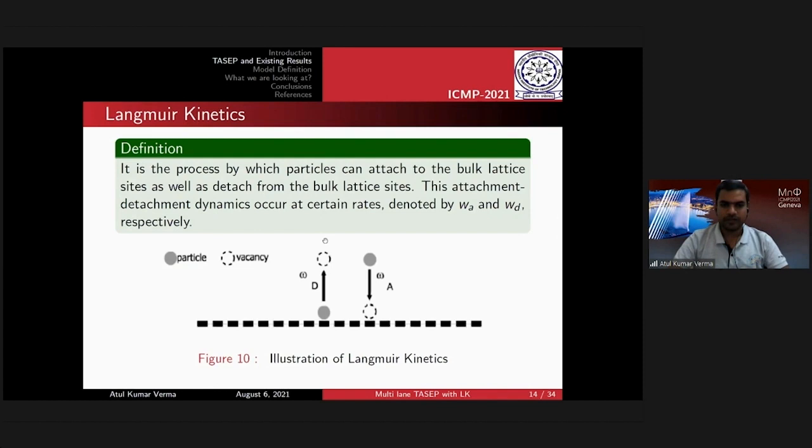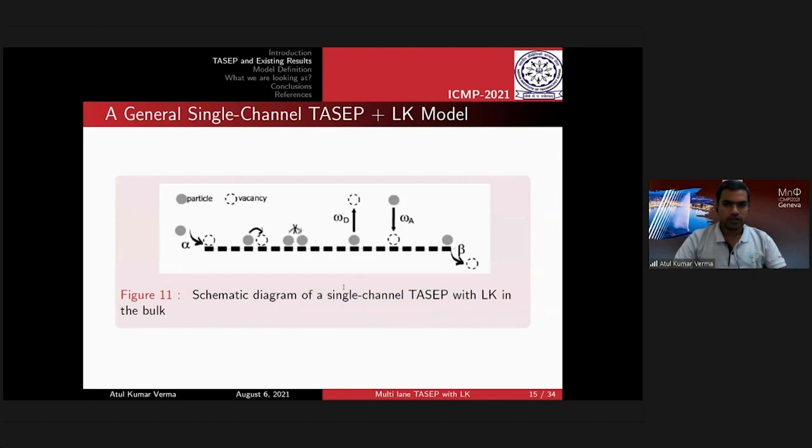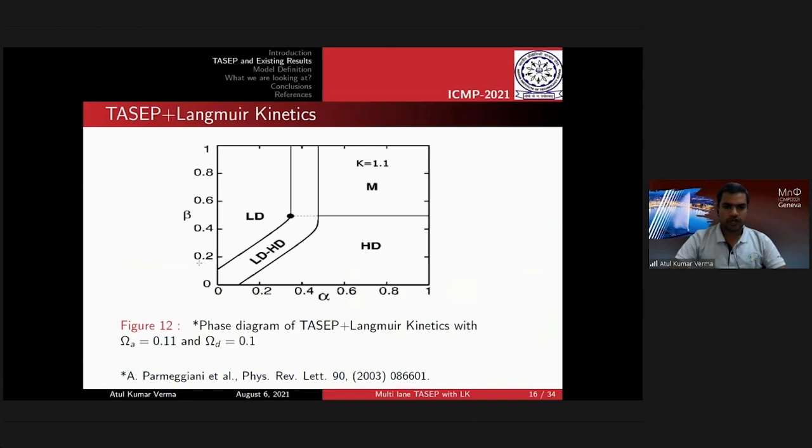Langmuir kinetics is a process in which particles attach and detach with some predefined rates, that is, the blue and the red. So this is a general one-dimensional TASEP-LK model, where particles can enter, can leave, can hop in between, and they can also leave and join the lattice. If we apply the Langmuir kinetics, the phase diagram changes, and a new phase appears. So Langmuir kinetics actually changes the phase diagram, and it provides some non-trivial results.